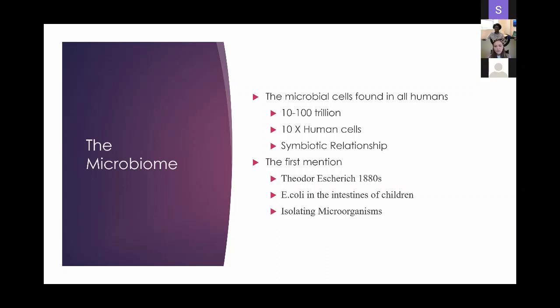The first mention of the microbiome was in the 1880s by pediatrician Theodor Escherich. He actually found E. coli was present in both the intestines of healthy children as well as those suffering with diarrheal disease. From there, scientists began isolating microorganisms from all over the body.